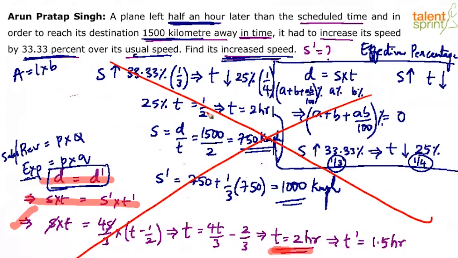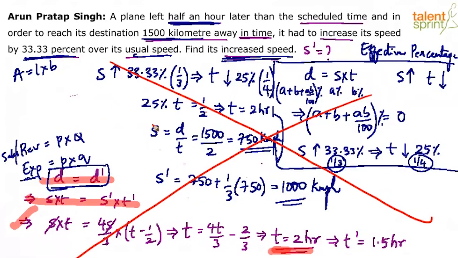25% is half an hour, which means total time is 2 hours. If total time is 2 hours, original speed will be 1500 by 2, 750. If original speed is 750, new speed will be 750 plus 1/3 of 750, which is 250. 750 plus 250 is 1000. What is complex about it?